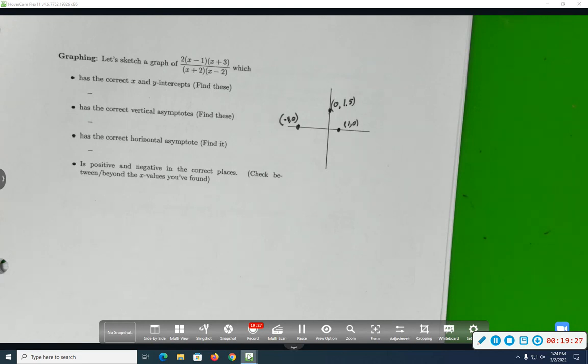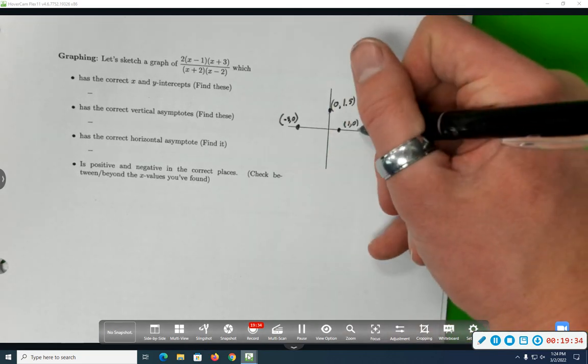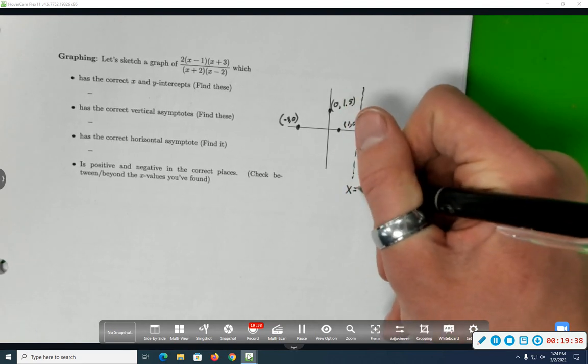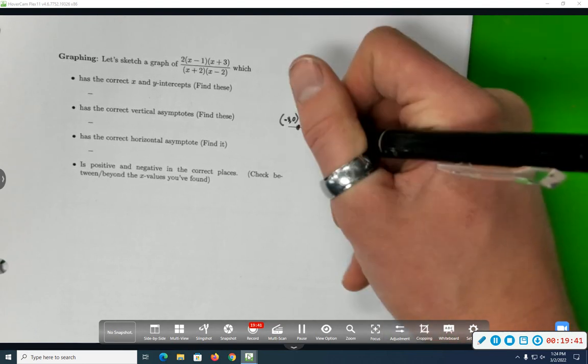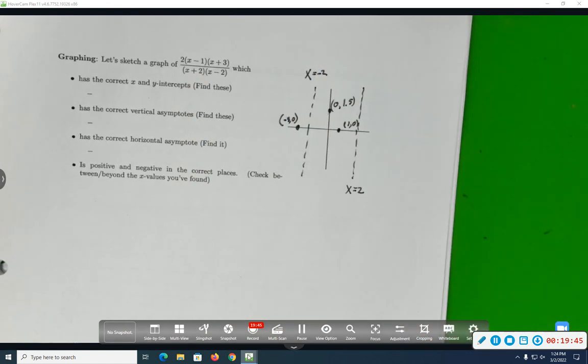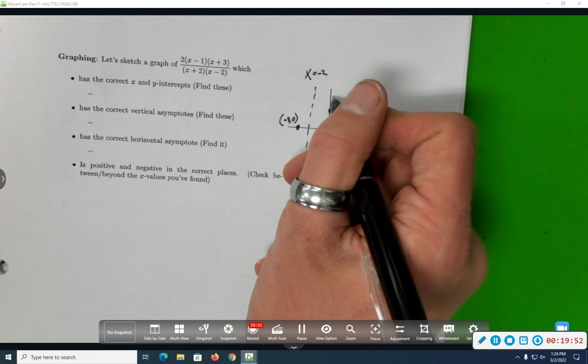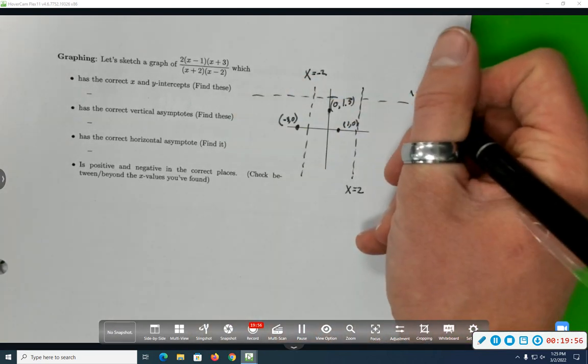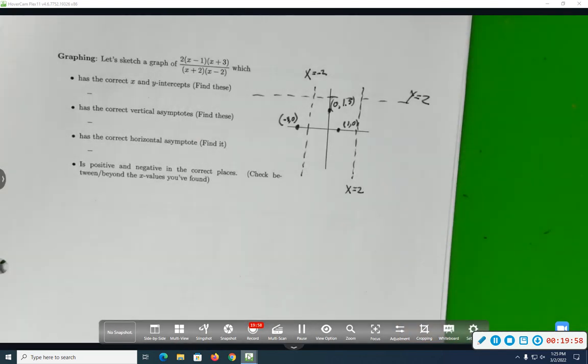Vertical asymptotes. 2 and -2. Horizontal asymptote. 2. Nice. And let's see, that's bigger than 1.5. All right.